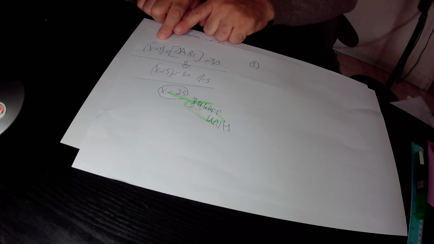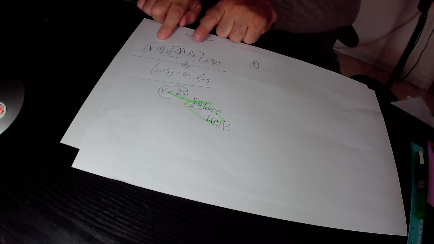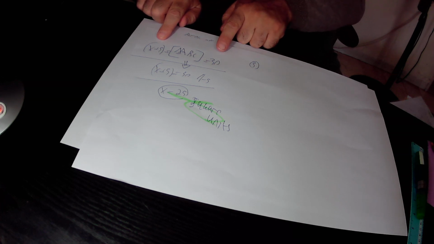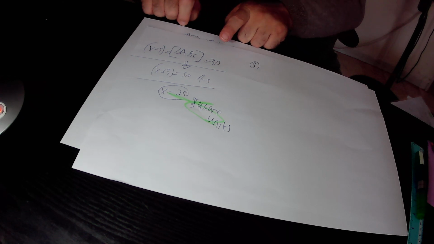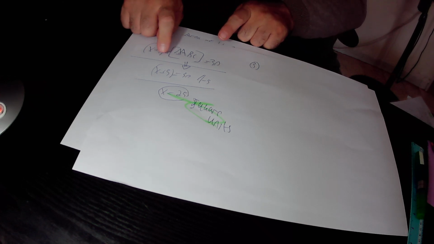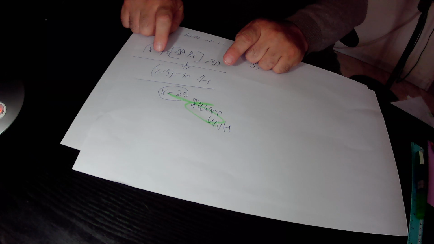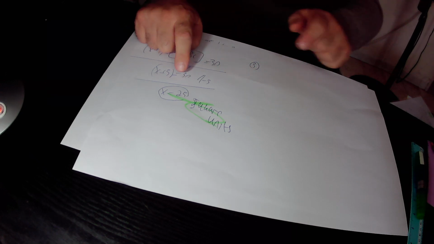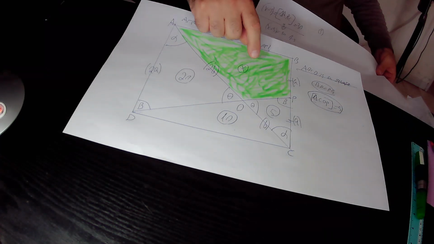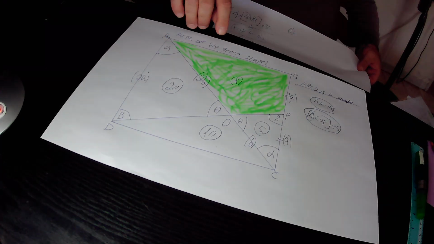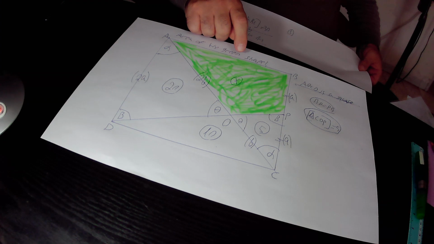And from this equation, x plus 5 equals the area of triangle ABC equals 30, we derive that x plus 5 equals 30. Here we subtract 5 from this equation, and finally find out that x equals 30 minus 5, that is 25 square units. X is the area of this green shape, so in total we found out that the area of this green shape is equal to 25 square units.